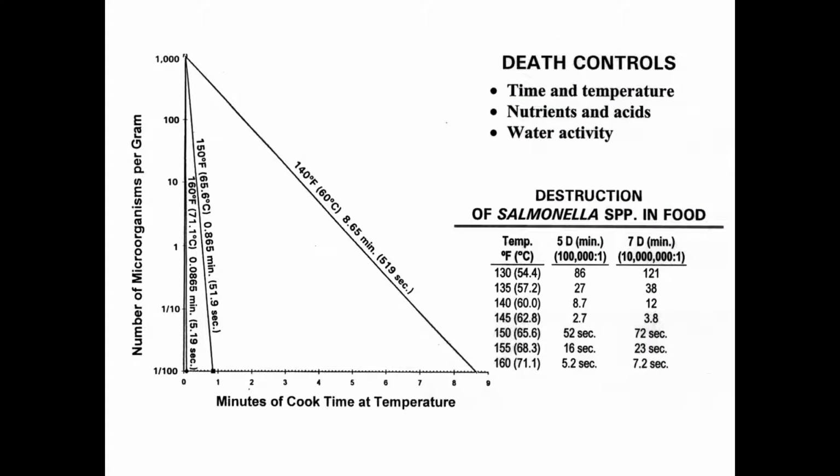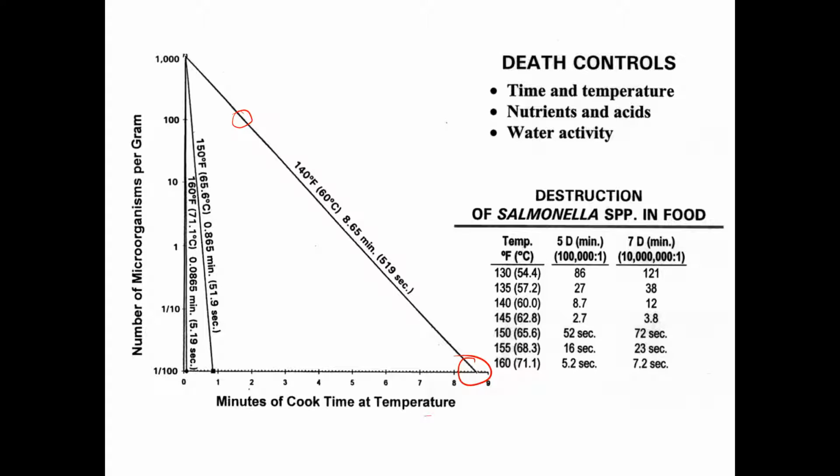Alright, so here you're also looking at decimal reduction time. These are what we call D values. Here you're looking at the number of microorganisms per gram and minutes of cook time at a specific temperature, here 140 degrees Fahrenheit. The decimal reduction time, a tenfold reduction, is about 2.5 minutes. In terms of completely eliminating organisms, you're looking at around 8.5, 9, 10 minutes.